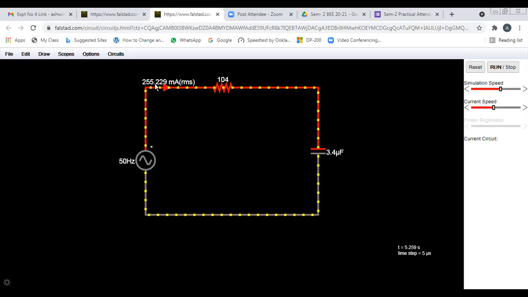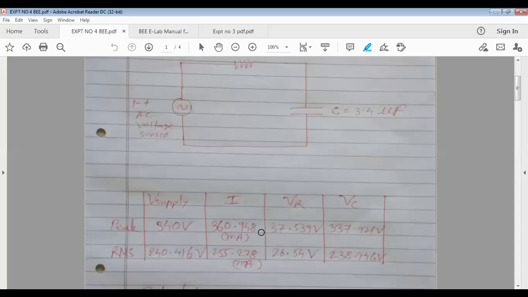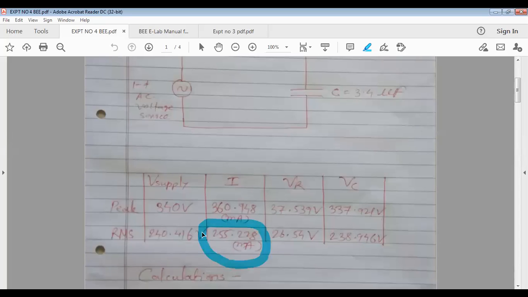Now here the root mean square value is constant, unless and until you change the components and supply. So 255.22 milliampere RMS value. Everyone can see current value 255.22 milliampere. All of you can see here I have written current 255.22 milliampere, multiplied by root 2, you will get the peak if required.